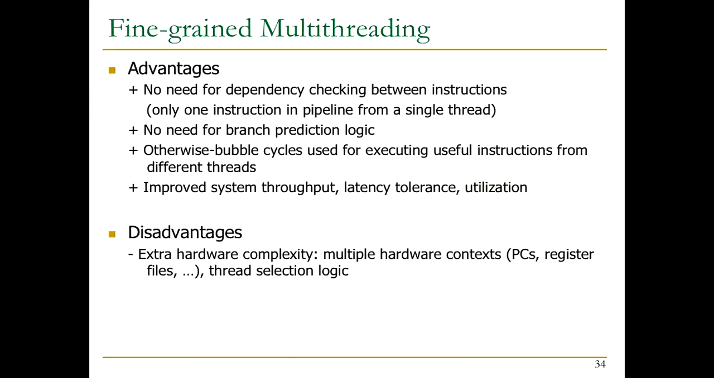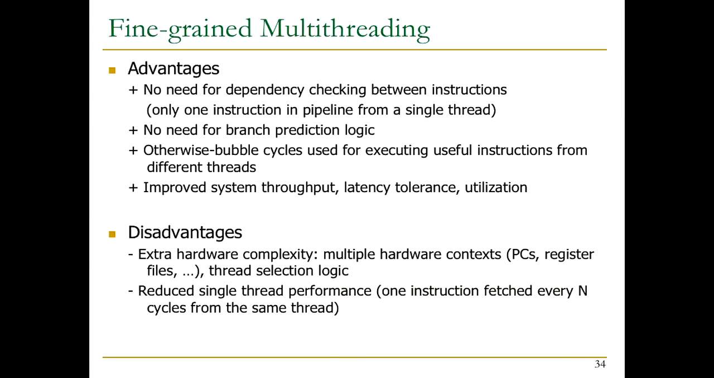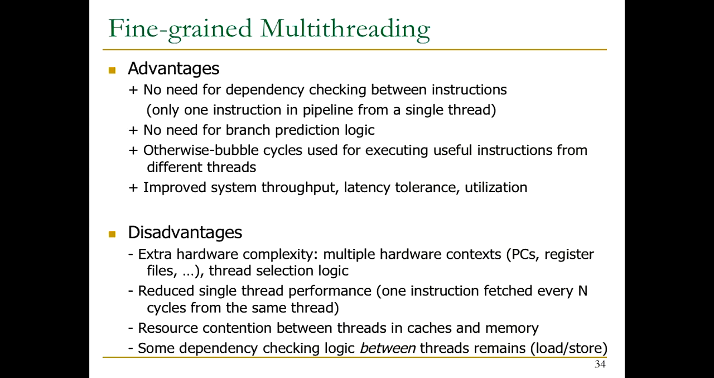Disadvantage is clearly extra hardware complexity, right? Multiple hardware contexts, thread selection logic. You need to orchestrate this. And reduced single-thread performance. This is not what you would design if you want single-thread performance. And also, you have resource contention between threads now. Before, it was just one thread and the cache was for that thread, right? But now if you have 120 threads contending for the cache, you have the cache contention and memory contention problem. Your locality may suffer. It's a trade-off.